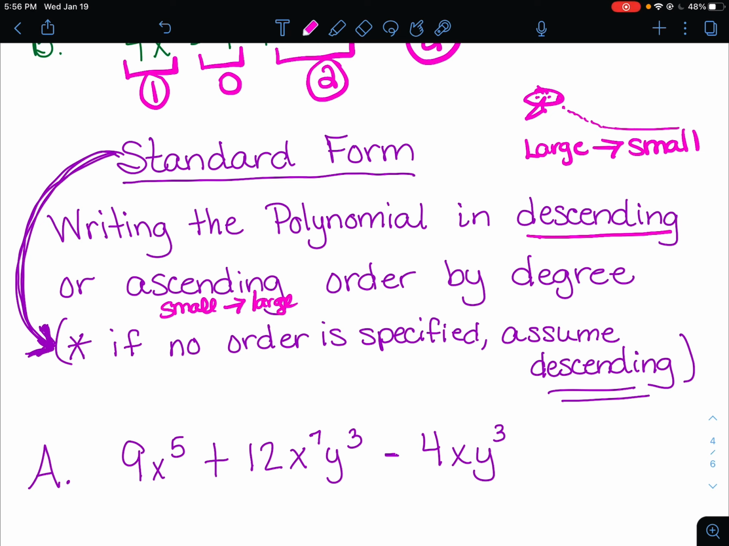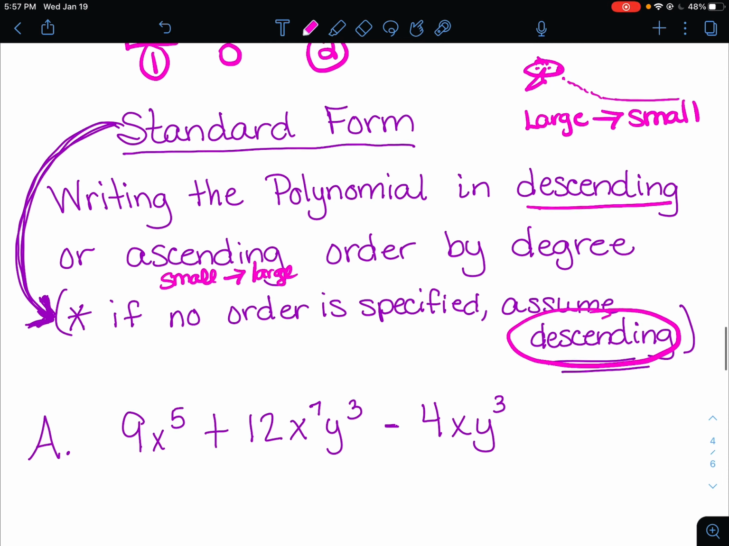Now, if they don't tell you how to write it, if they don't say write it descending or write it ascending, then you always assume and you write it descending. That is what standard form is. Everything has a certain proper way to do something. So descending means we're always going to put the largest amount of exponent degrees first.